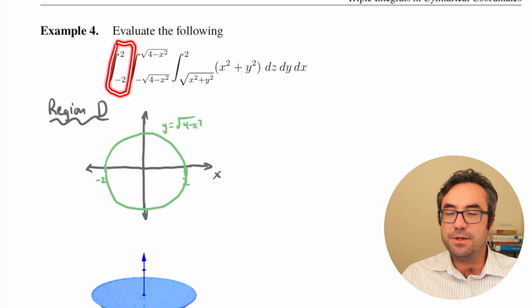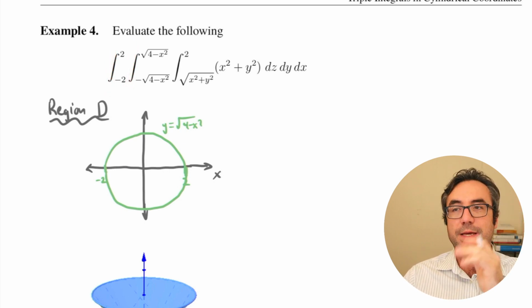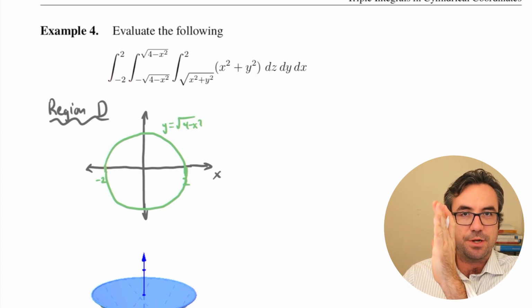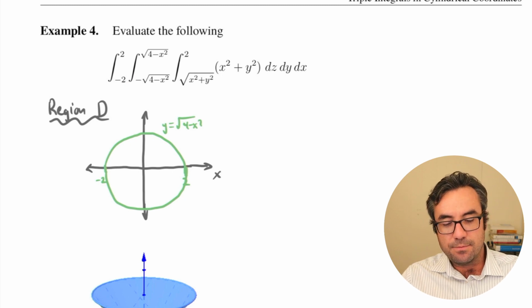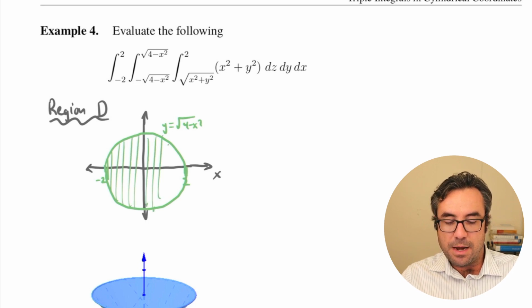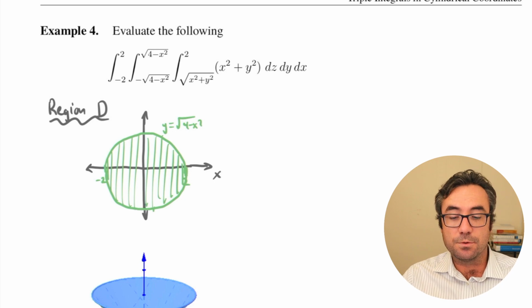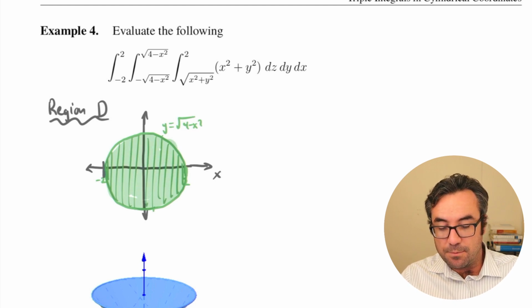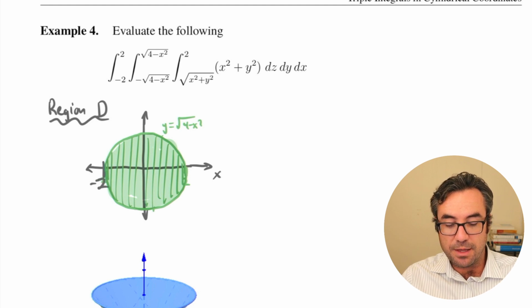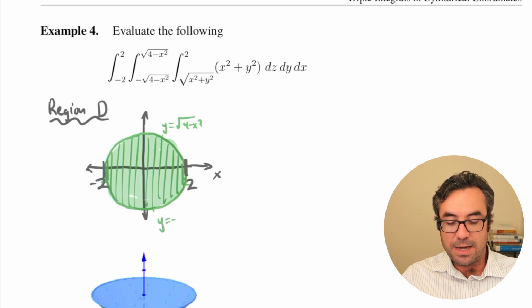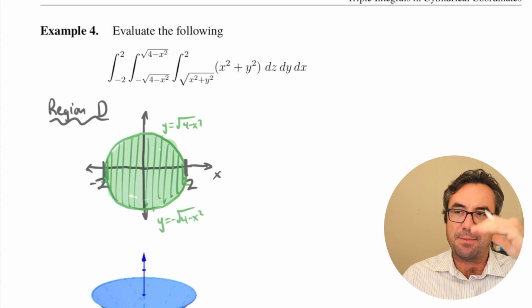And then we look at our limits of integration for x to see how far back and forth we go. And so we see that we go all the way to this point right here, all the way to the extreme end of our circle. And that's where we start. And then we just shade in this entire region, and we stop at x equals 2. So we cover up the whole circle. So this is our region D, where we're going from x equals -2 on the left to x equals +2 on the right. And we have our positive and negative square root functions that are giving us the top and the bottom edge.